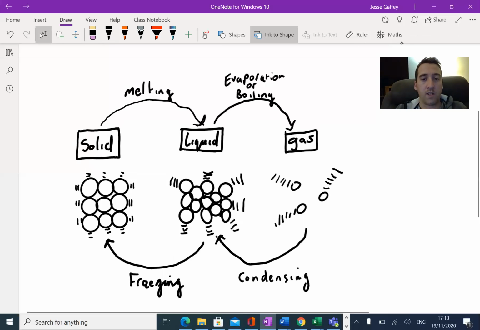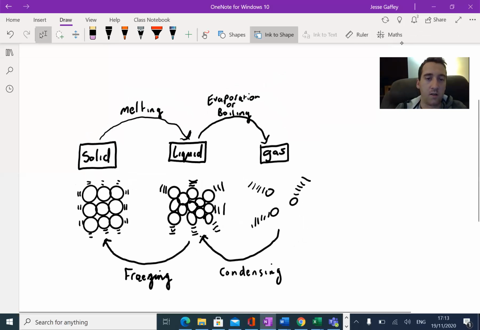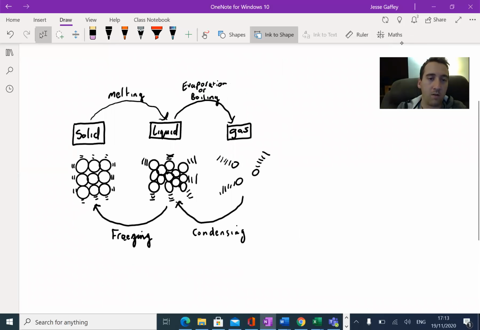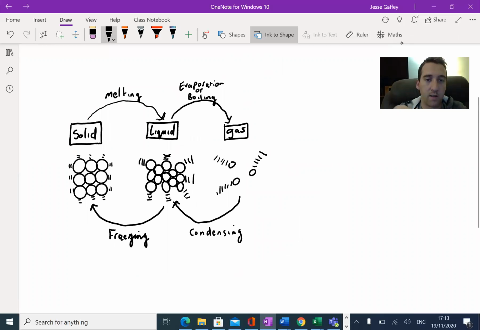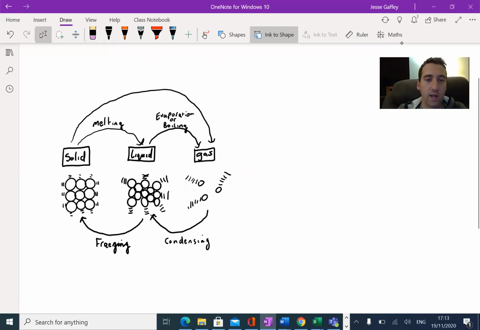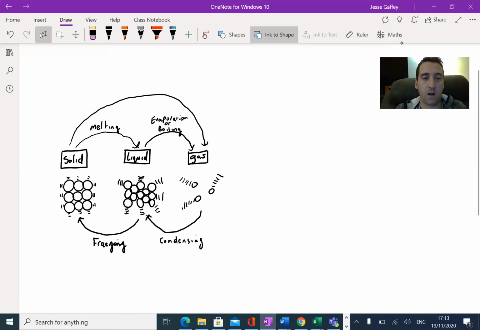There is one more interesting one, and that is when a solid does not turn into a liquid, but turns directly into a gas. Only some substances do this. An example of this would be dry ice, which is frozen carbon dioxide, solid carbon dioxide, which does not turn into a liquid, it turns directly into a gas. We call this sublimation.